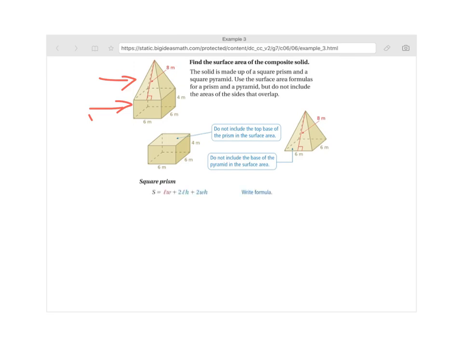square prism. So remember, the square prism is length times width plus 2 length times height plus 2 width times height. I'm sorry, this is the square prism, so we're doing this left side. The only change here is we're only doing one length times width, because we're just doing the base part. We're not going to include that top part.